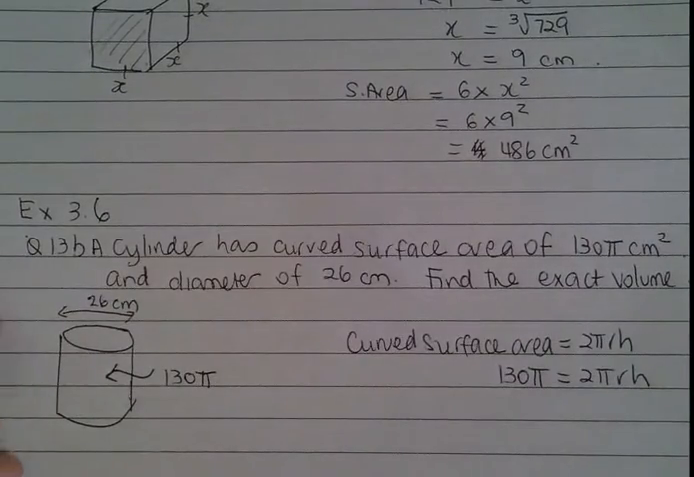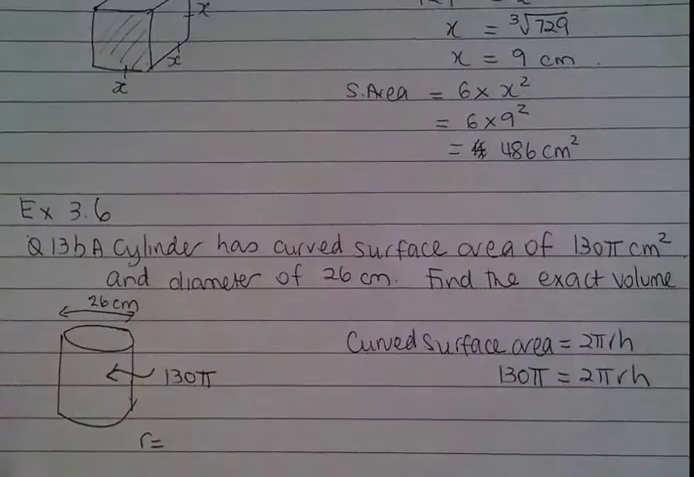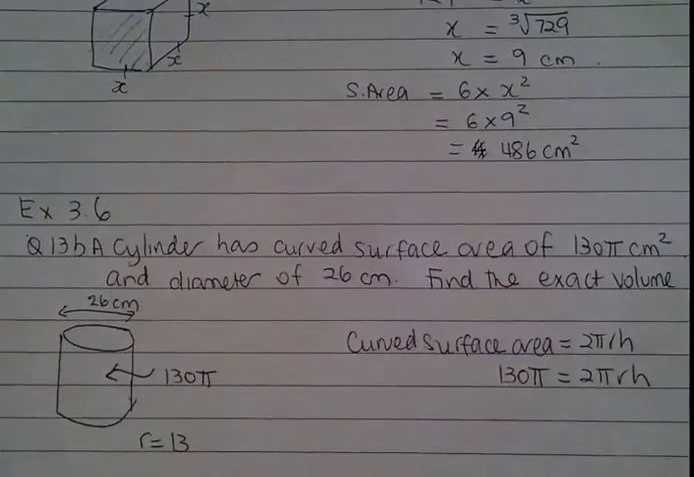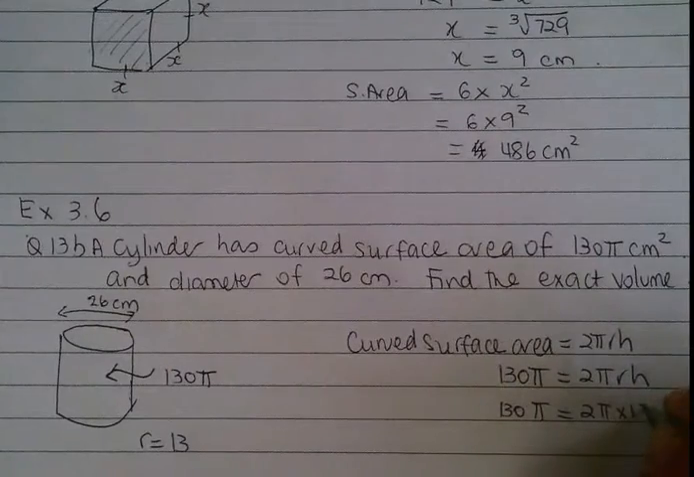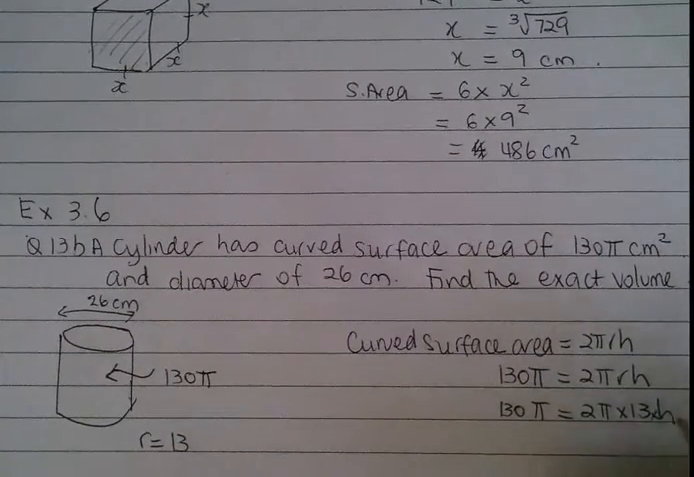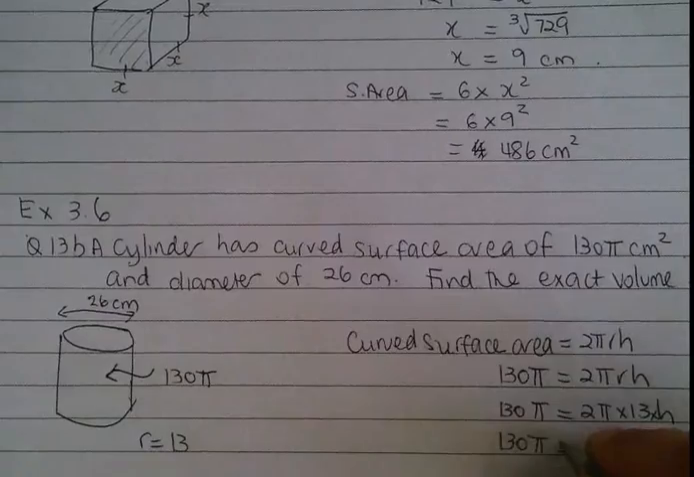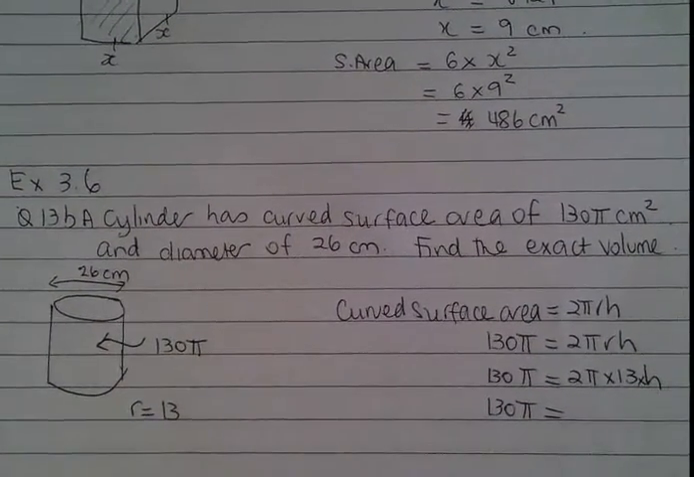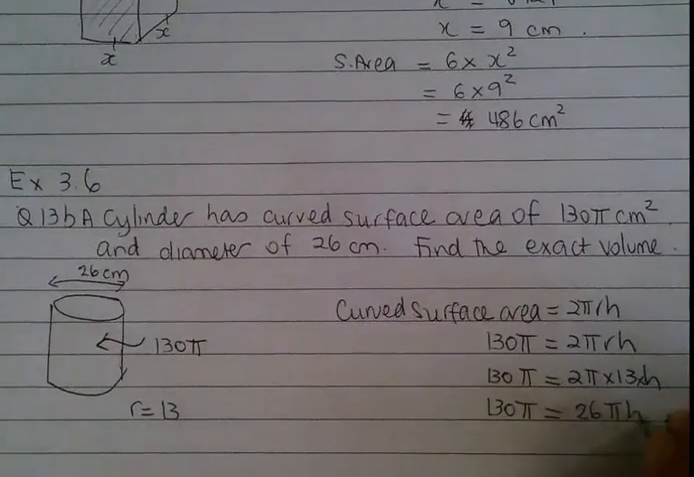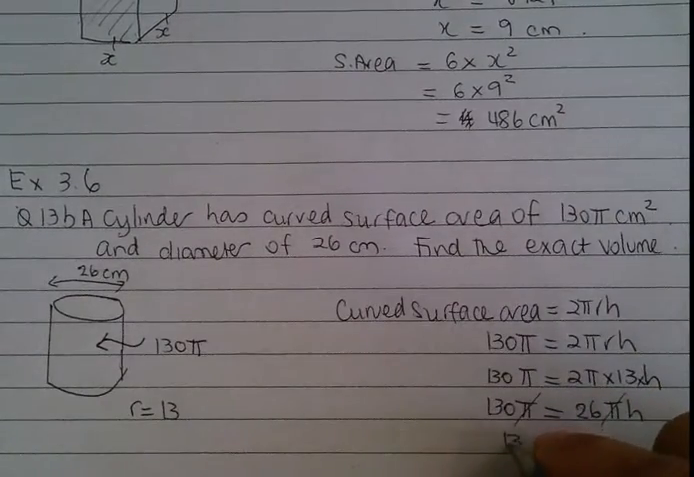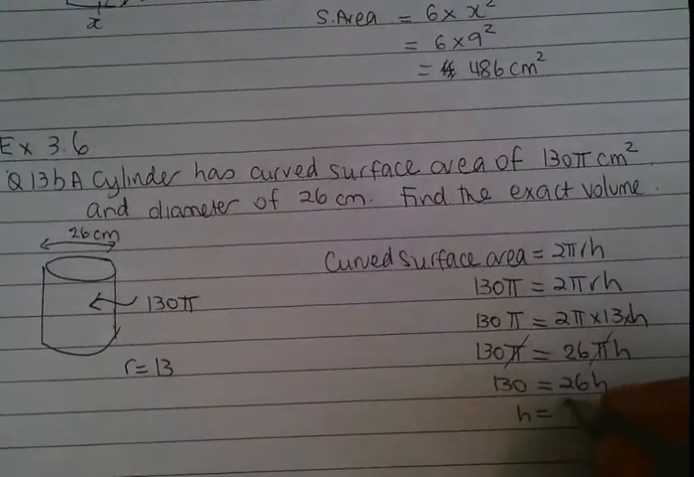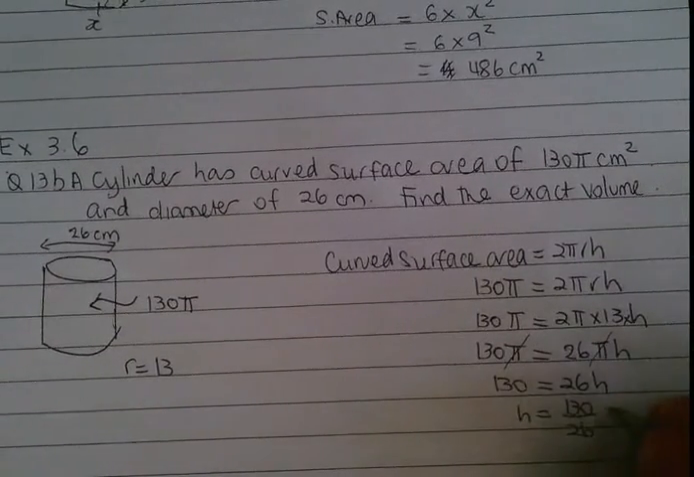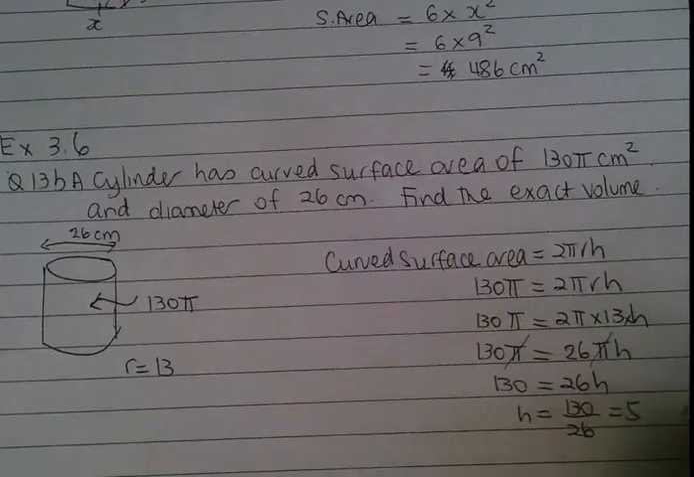Do we know what the radius is? Yeah. So you substitute what you know: 130 pi is 2 pi times 13h. What should I write on the next line? Cross off the pi's. So 130 is 26h. What did you get for h? 130 divided by 26, which is 5. So that's the height. It's 5.